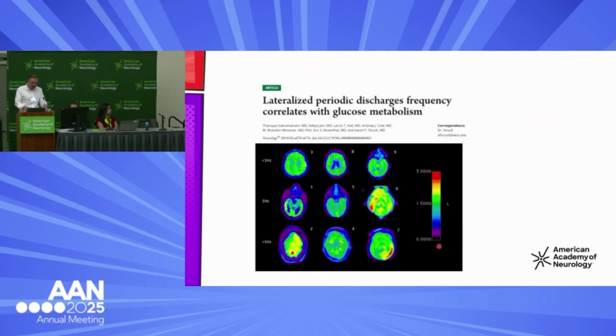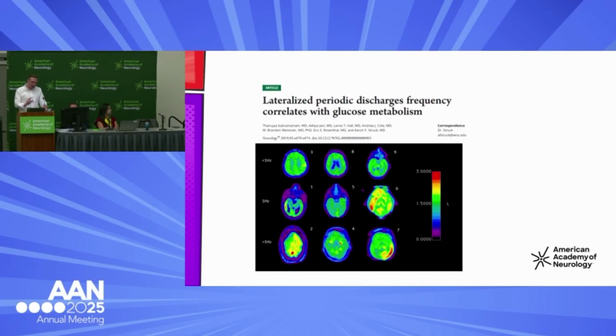And here's another study looking at FDG PET. What you can do with that, as a marker of metabolism, is look at the SUV, the standardized uptake value, relative to some other part of the brain that's not involved in the pattern. And you can see as that pattern increases in frequency, there's an increase in the metabolic demand in that area.